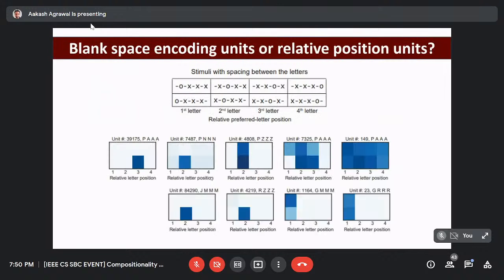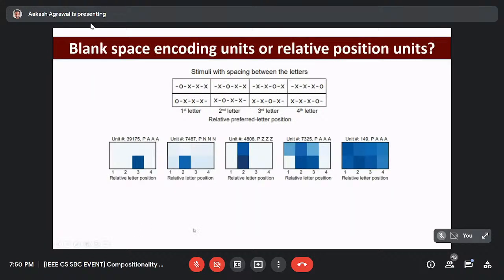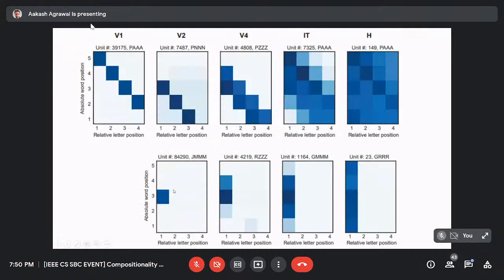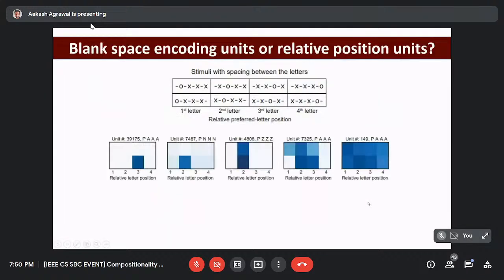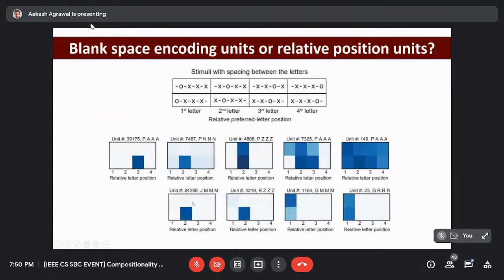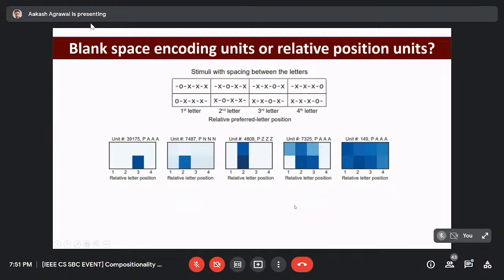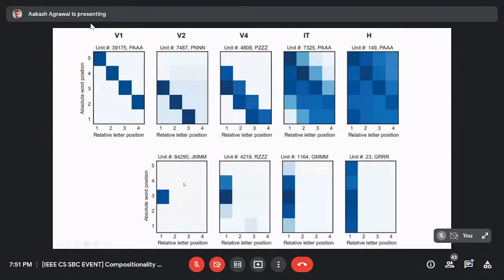Now, if we look at the units which have blanks, we see that in the layers V2 and V4, they no longer prefer the first relative position. They like position 3 in this case. But only in the IT do we start seeing the purely relative position coding. So I'll put this again for comparison. You can see this unit prefers location 3.